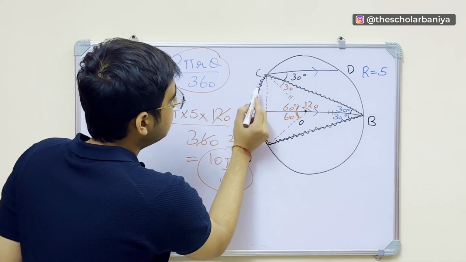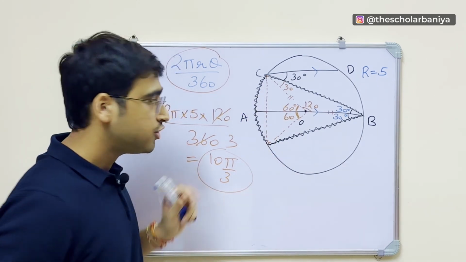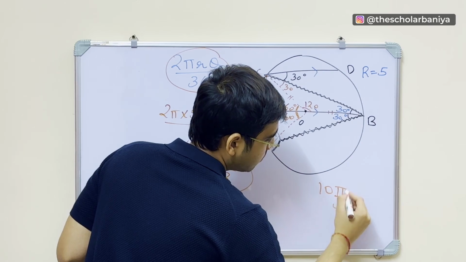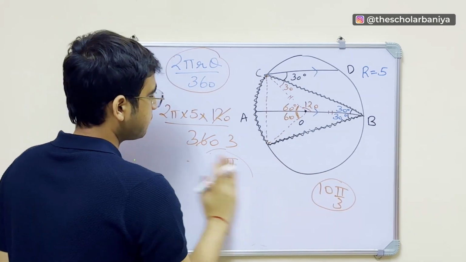That means the length of this arc is 10 pi by 3. So I will just write it over here. I hope this makes complete sense, right? Okay.